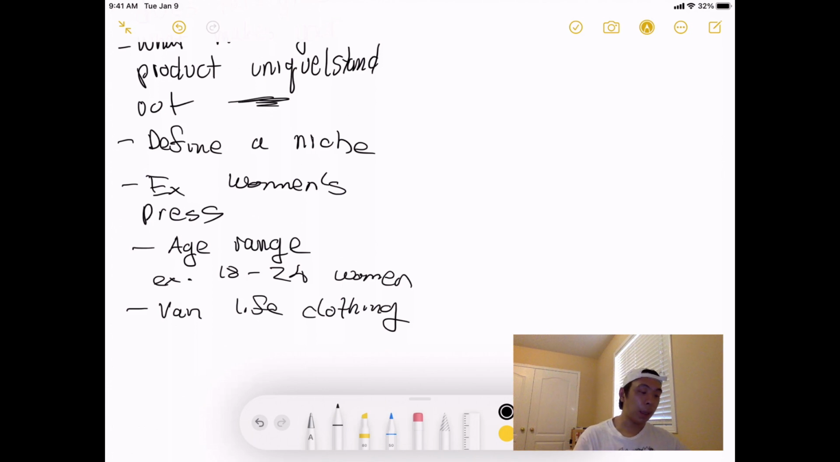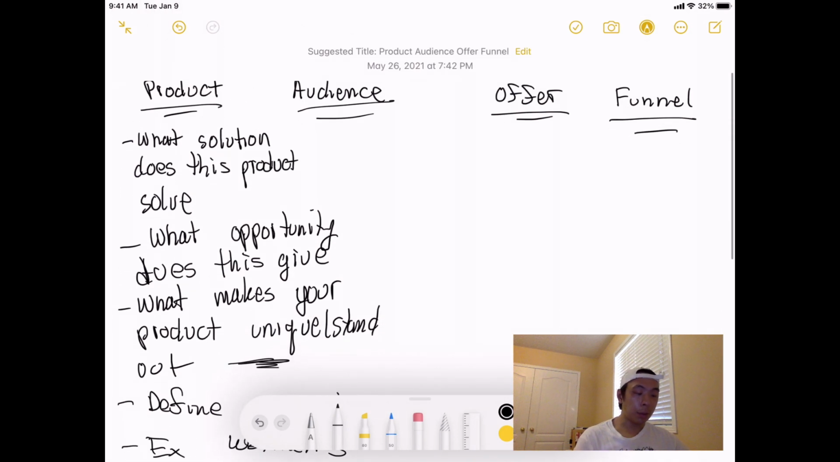So the next one we're actually going to go through is audience. I'm going to put this in blue just so you can follow along here. For audience, the question is simple: what audience is much more likely to buy your product? Who are you going after?